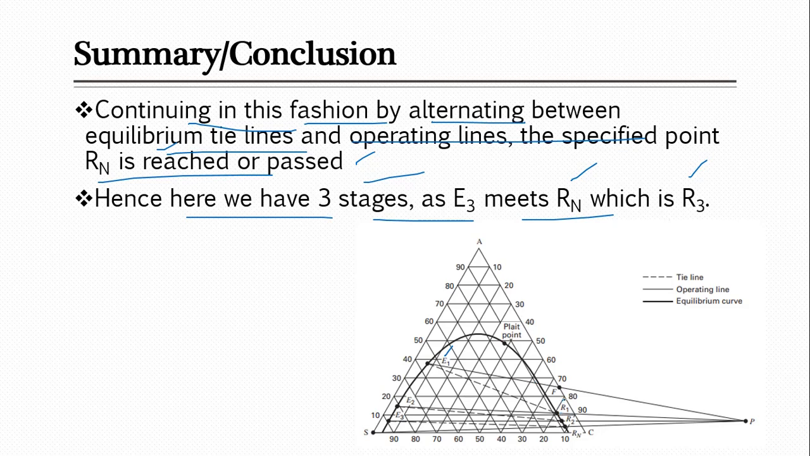E1 is connected with R1 with the help of a tie line. He has removed the extra tie lines from the system. He is just showing the stages, tie lines and the equilibrium line, and presenting the operating line and the equilibrium line tie lines as well. Again you can see that E1 is connected with R1, then E2 is connected with R2, and finally E3 is connected with Rn. So he also has 3 stages, and our results are more or less comparable to this. This is the way you can calculate the number of stages.